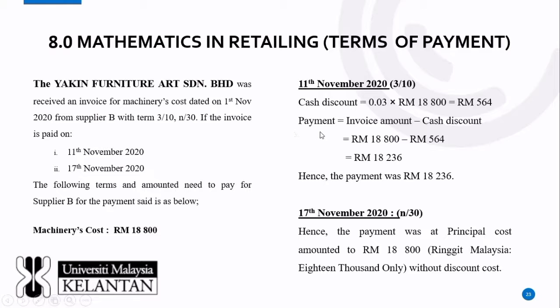On the right-hand side, we can see for 11 November 2020, this is our cash discount formula, and we use it with a simple calculation here. Payment equals invoice amount minus cash discount, so equals Ringgit Malaysia 18,800 minus 564, which is Ringgit Malaysia 18,236. Hence the payment was 18,236. On 17 November 2020, for the N/30, the payment was the principal cost amounting to 18,800, without discount.